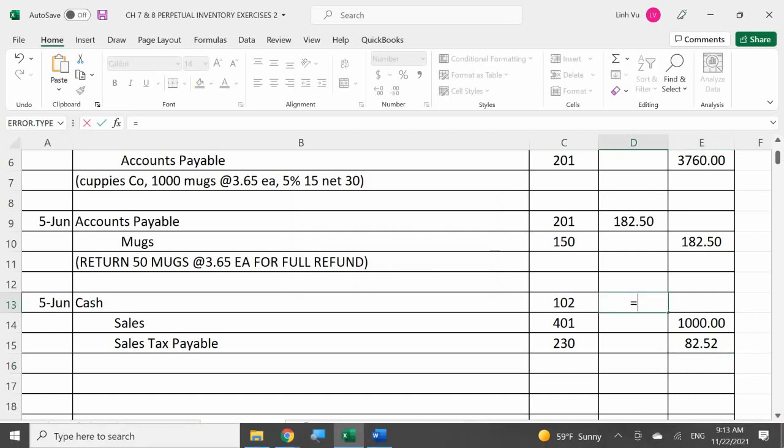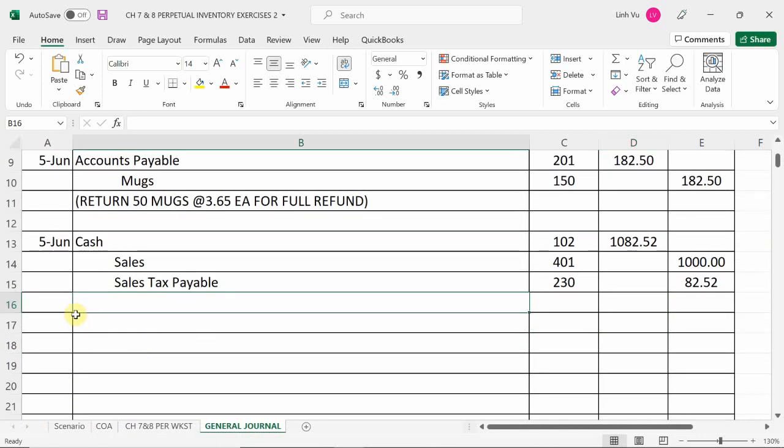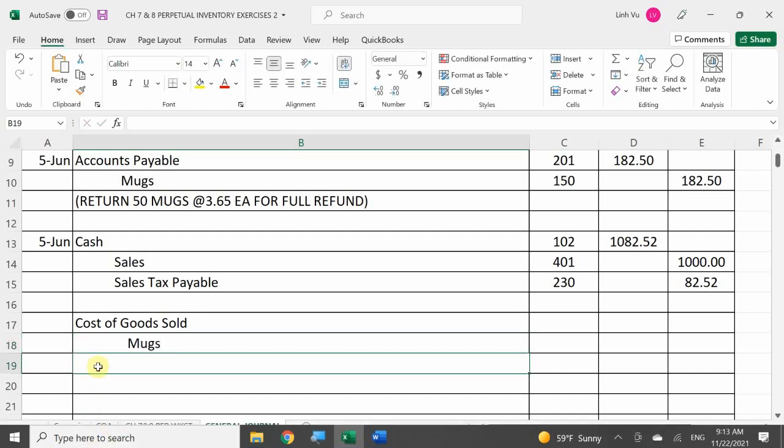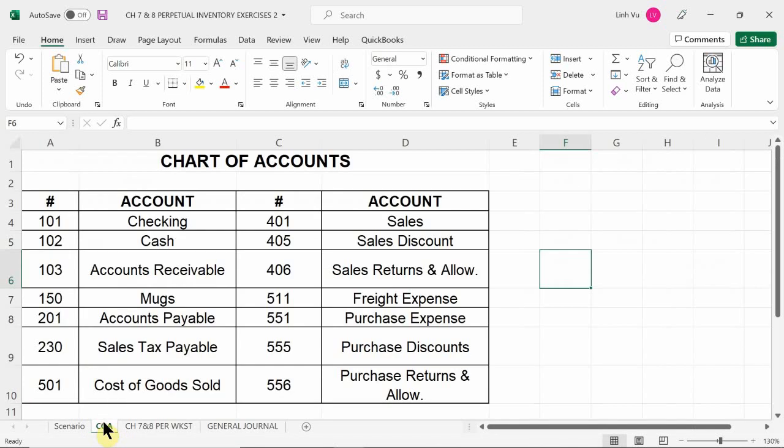All right. So therefore, grand total cash I'll be collecting is $1,082.50. Okay. And of course, up to you if you want to put your sold here, but we recognize that there's a cost of goods sold. And we're going to take it out from our inventory at mugs. Okay. So cost of goods sold account is account number 501. Mugs is 150.